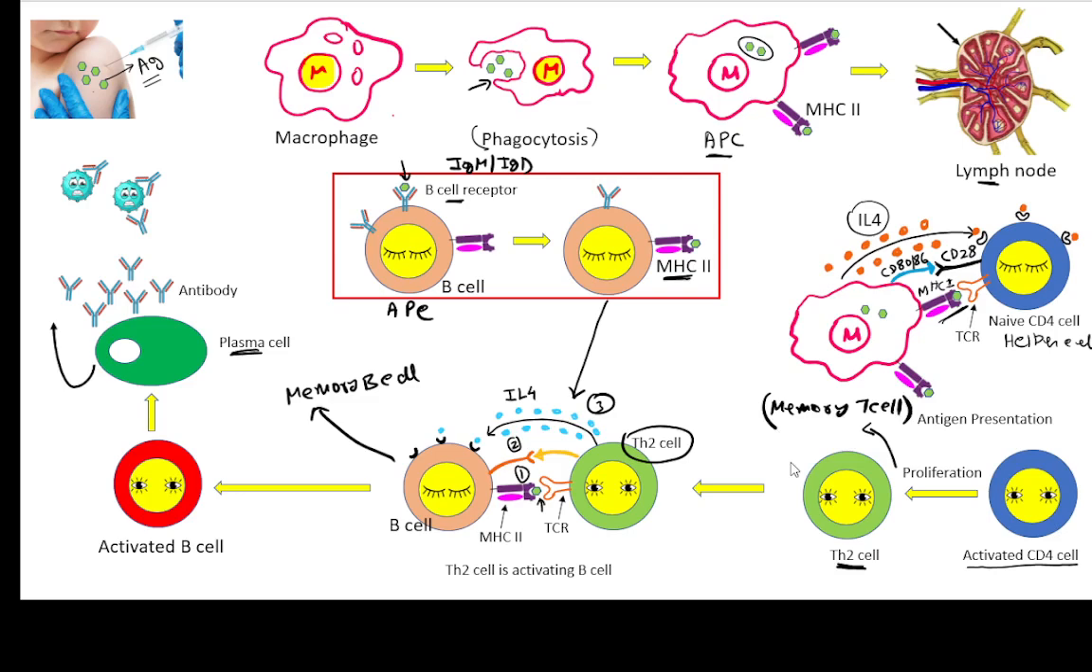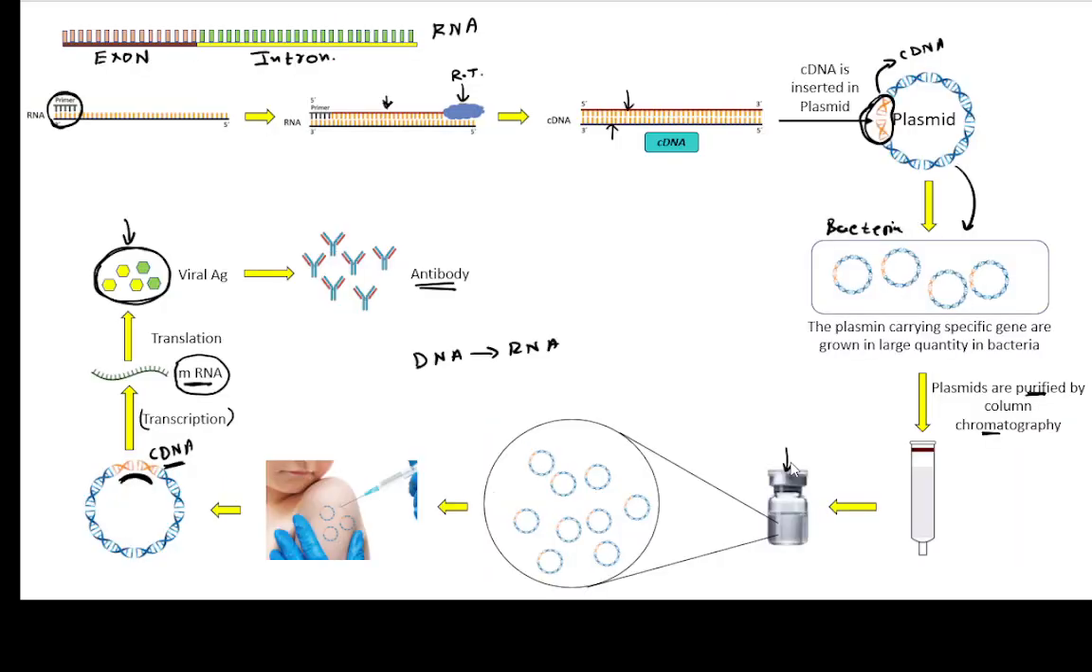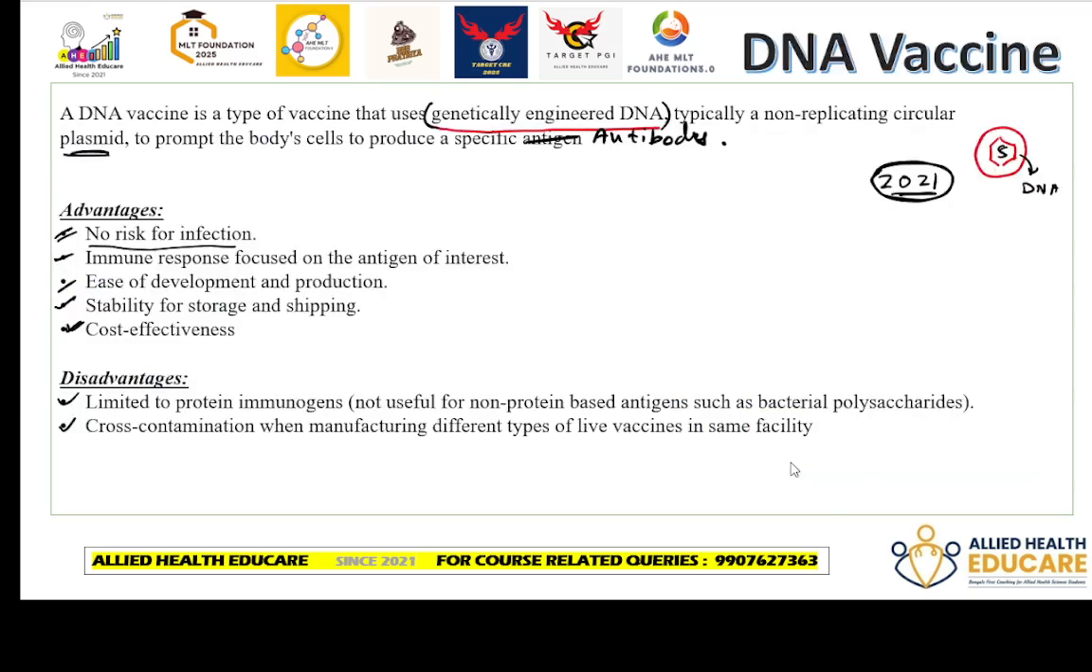So this is how the DNA vaccine will work in our body. And in coming days, DNA vaccination may replace the conventional vaccination method, because it is a safe method and it has less risk of getting infected, and it is very effective, accurate and precise. But there are some controversies about DNA vaccination. So this is all about DNA vaccination.